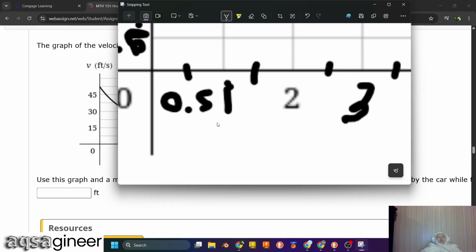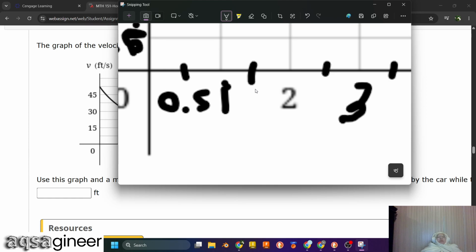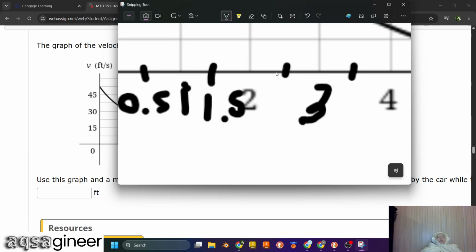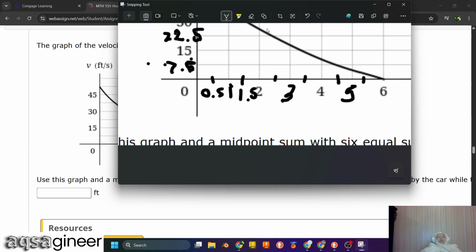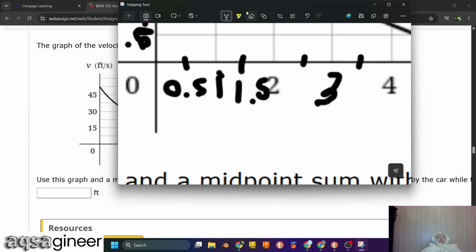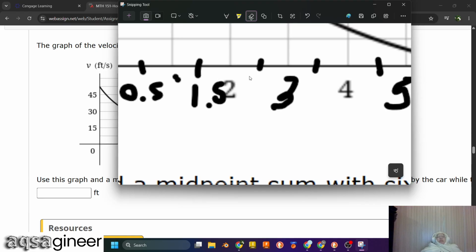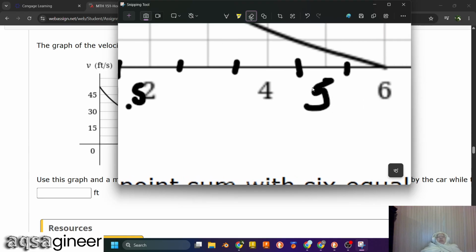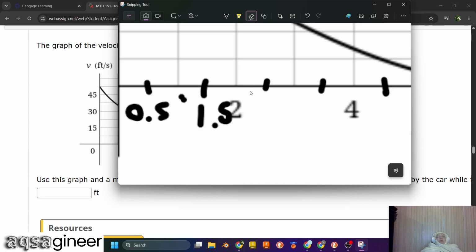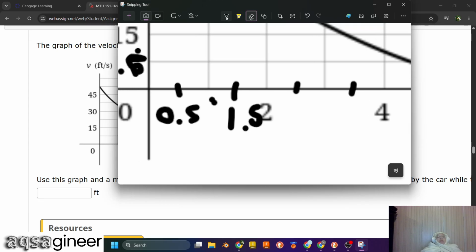0.5. We have 1. Then we're going to do 1.5. And then I think I'm going to erase the original points. Maybe they did that for a purpose. Sometimes we think we know what we want, but maybe it's more confusing that way. So let's say 0.5, 1, 1.5, 2, and then we're going to have 2.5.